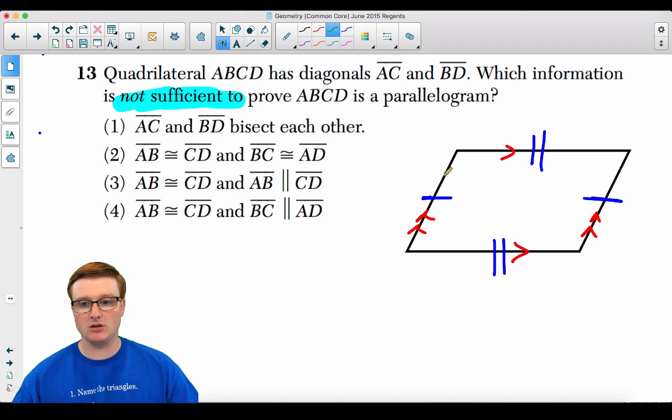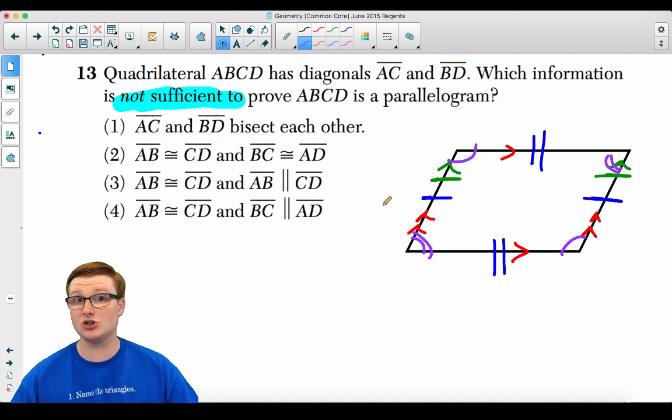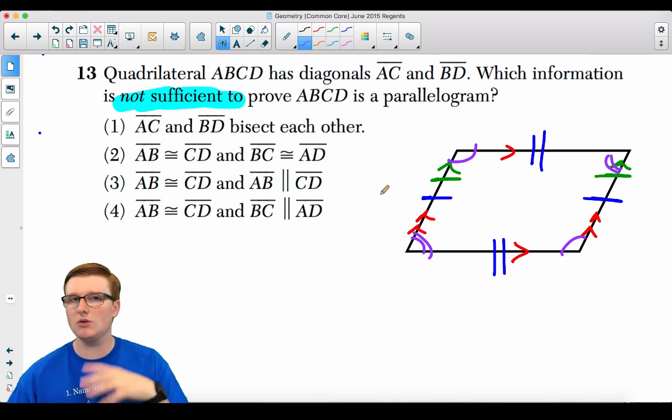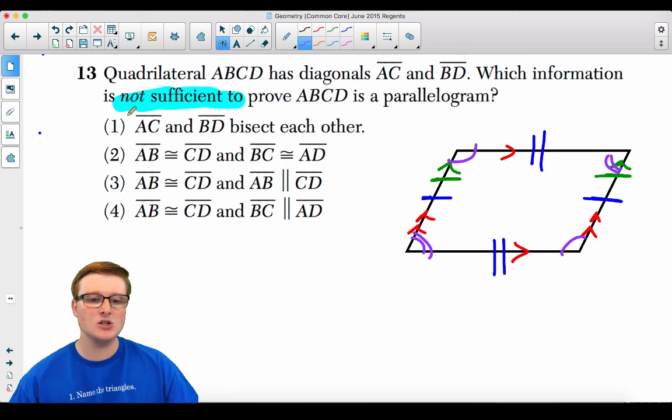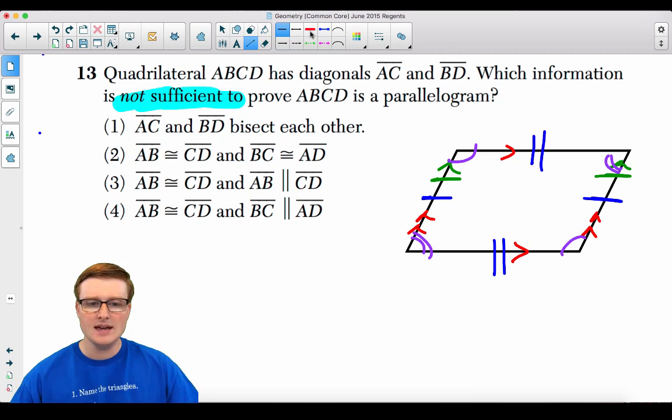If a quadrilateral has one pair of congruent and parallel opposite sides, that could prove a parallelogram as well. And of course, just some miscellaneous information, opposite angles in a parallelogram are congruent and consecutive angles are supplementary. Just to know all the basic properties of a parallelogram. So now if we look at the answer choices, let's take a look. It says here that AC and BD bisect each other.